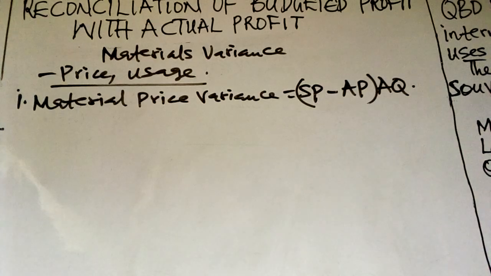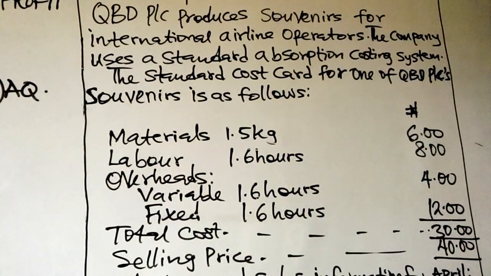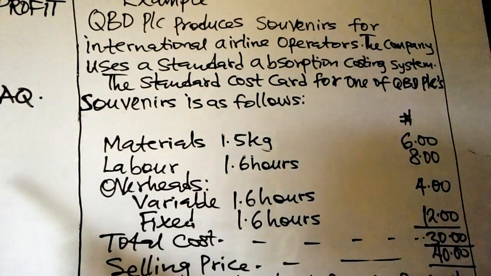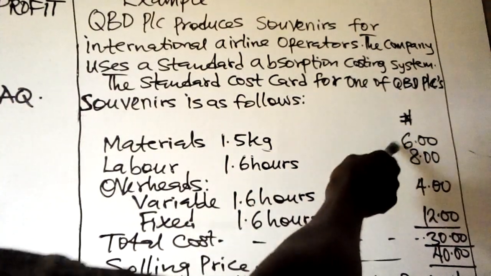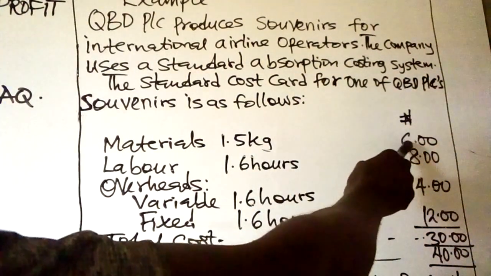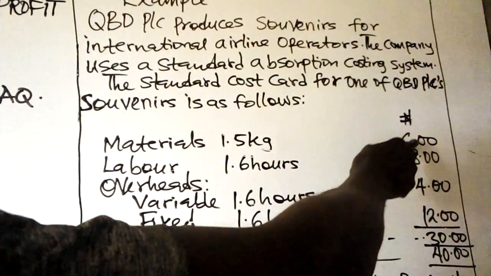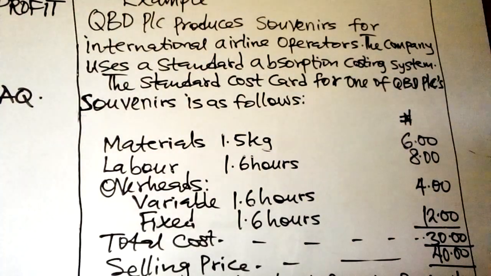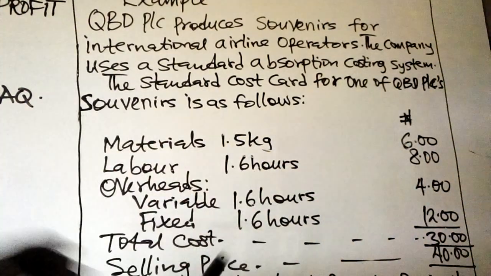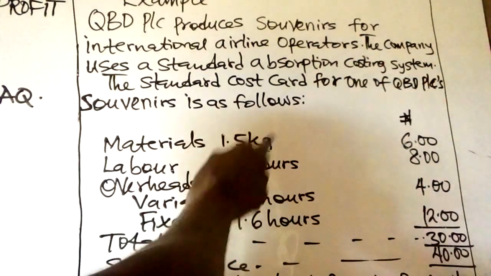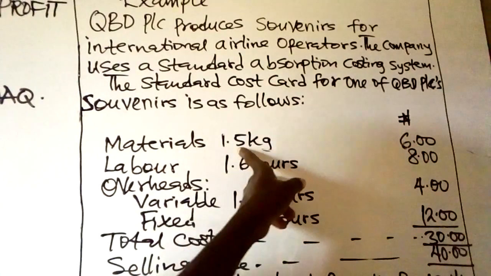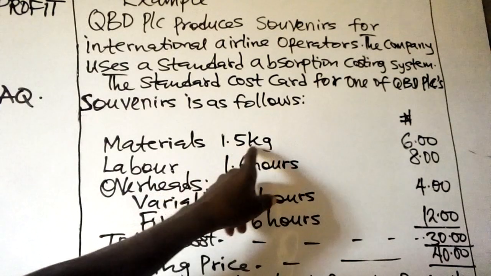Now, let's go back to the question. What is the standard price of material? This standard price of 6 naira is based on the material you use to produce one unit of the product. This is the standard material price per unit. But the material used in production is not the output unit, it's in kg. So the standard price you will need is the standard price per kg.